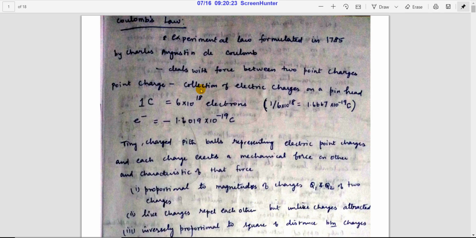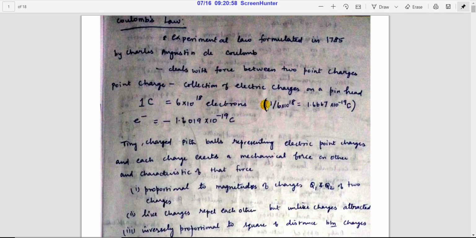So a point charge is going to be defined as a collection of electric charges on a pinhead. That is, if you are taking a pinhead, there may be a collection of charges. That collection of charges is going to be called a point charge. So why we are saying like that means we are defining one coulomb as 6 into 10 power 18 electrons. So such much electrons are going to constitute 1 coulomb.